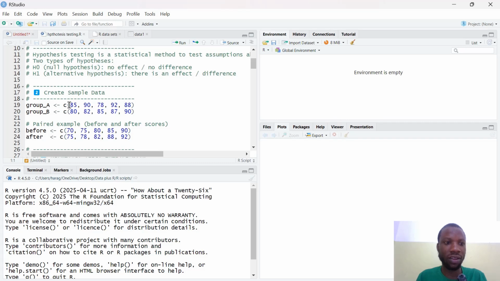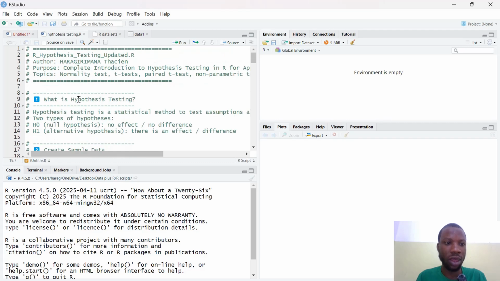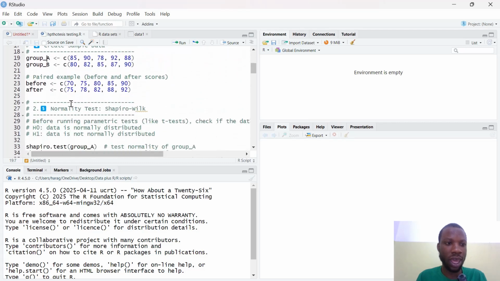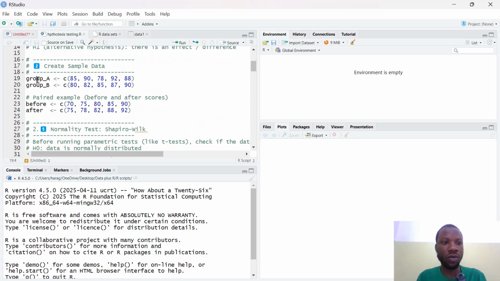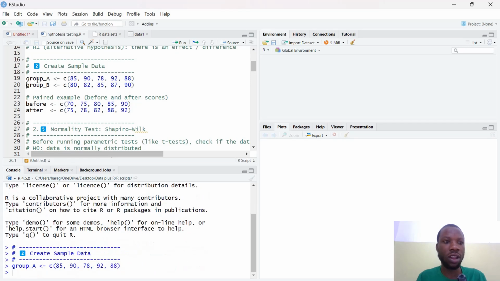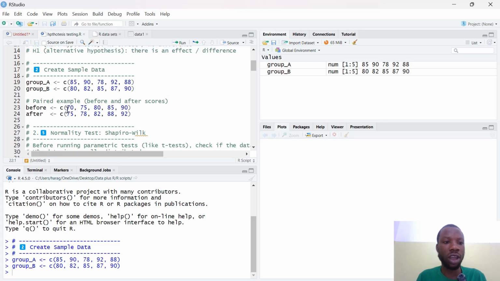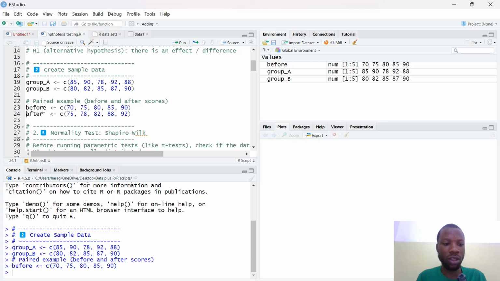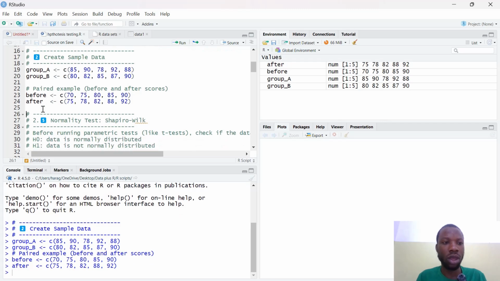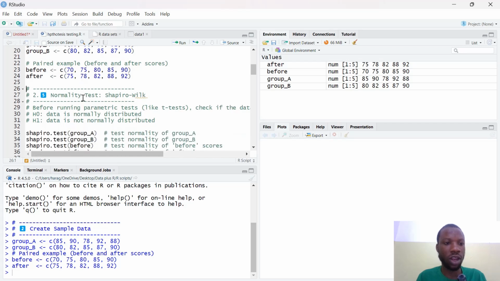Here we created the sample data. We have group A, with just dummy observations, and a group B. And we have the paired sample, before and after. We are generating the data so that we can see the two sample t-test and the one sample t-test. We create the before observation and the after observation.